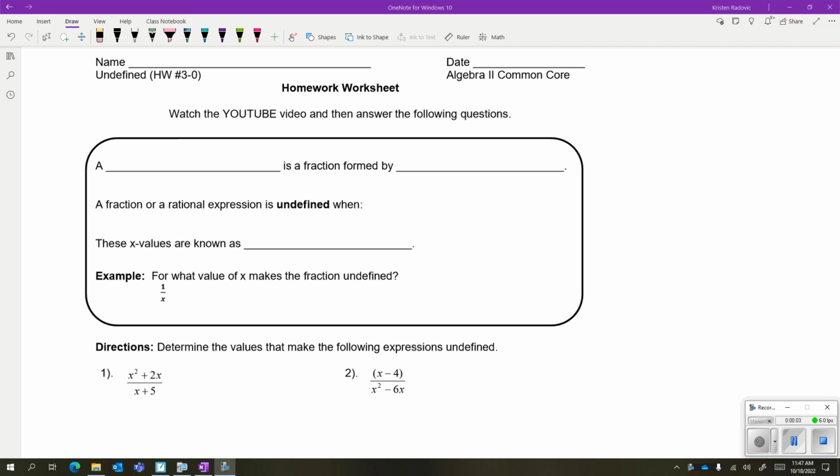Hi, in this video, we're going to start working with something called rational expressions, and we're going to find where they're undefined. Now, a rational expression is a fraction formed by two polynomials.